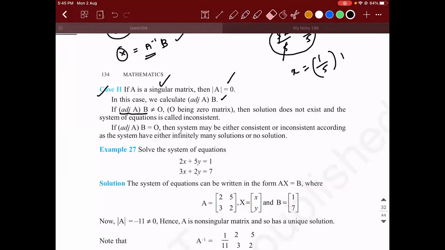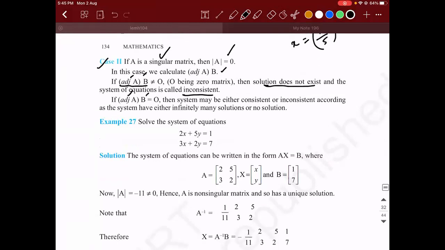So if A is a singular matrix, what are the steps to be followed? You need to find out whether adjoint of A into B is non-zero or 0. If adjoint of A into B is not equal to 0, then the solution does not exist and the system of equations is said to be inconsistent. Secondly, if adjoint of A into B is equal to 0, then the system may be either consistent or inconsistent, according as the system has infinitely many solutions or no solution.